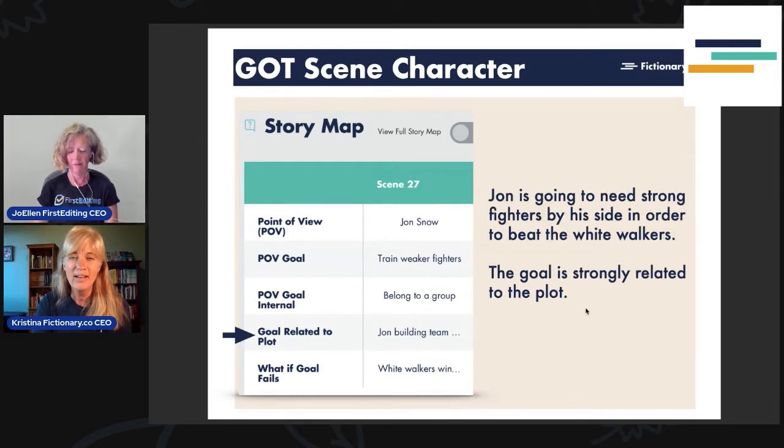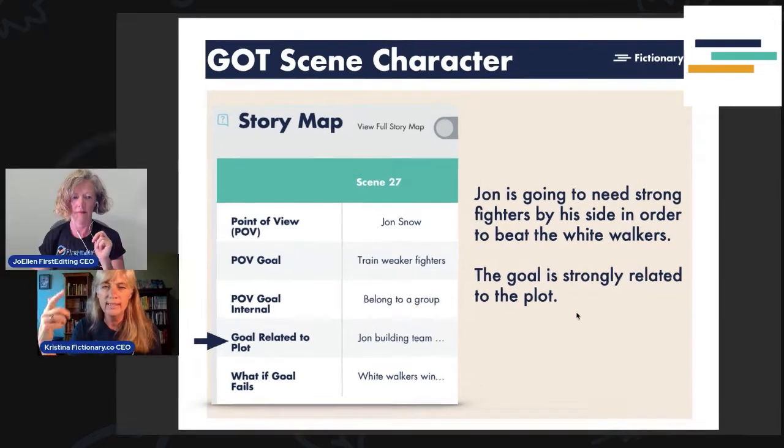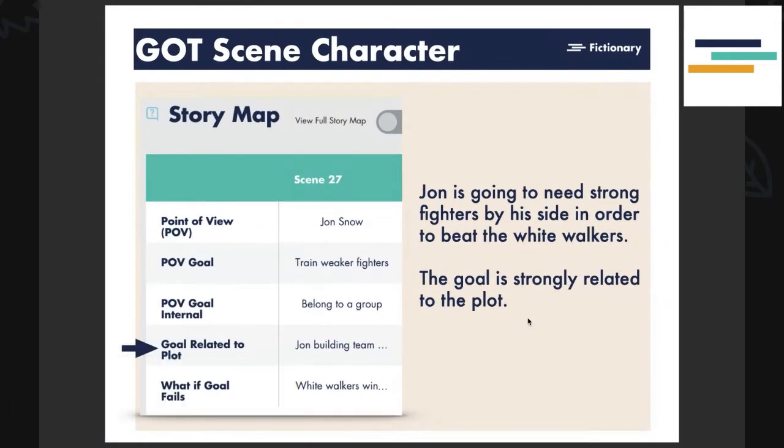Then we have the goal related to the plot. In this case, it's strongly related. So John's building a team. He needs this team of fighters by his side if they're going to beat the White Walkers. They're in a weak position, and there's lots of imagery within the scene showing that they're short on recruits. The whole wall is in bad condition and all kinds of things. So if John fails at having strong fighters, he's going to fail at the overall story goal.